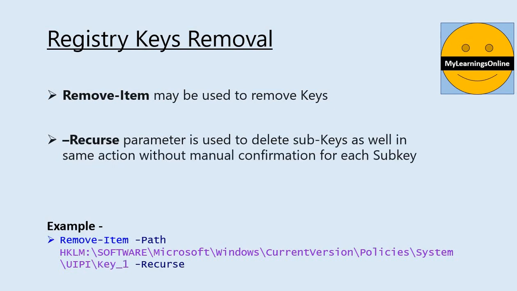Recurse parameter is used to delete registry key and all its subkeys without manual confirmation for each key deletion. For example, suppose we have a registry key that has 10 more subkeys and we want to remove key along with its subkeys. Now if we use recurse parameter with this command, then we will have to give a confirmation only once. But if we don't use recurse parameter, then we will have to give a manual confirmation at least 10 times to perform this action.